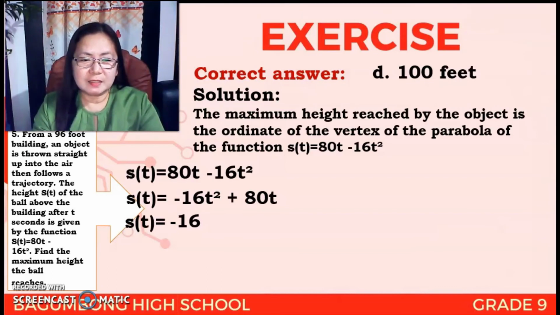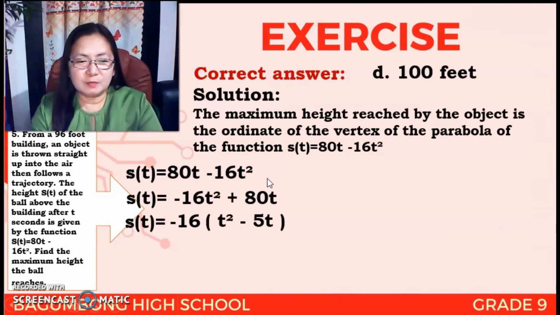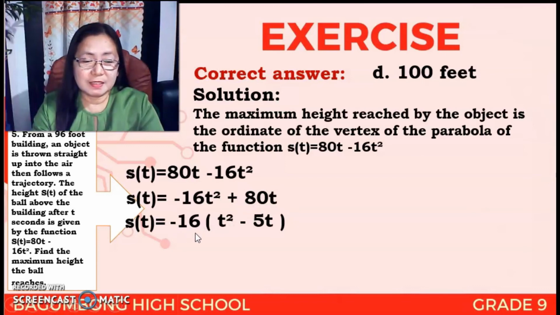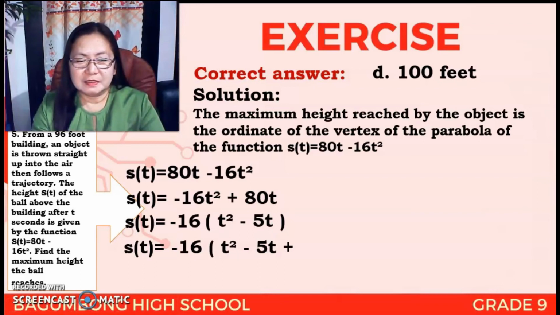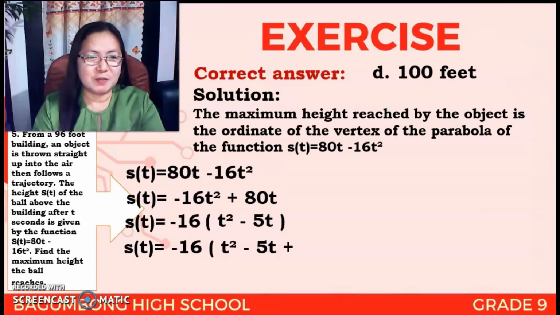Then, factor out negative 16. Negative 16t squared divided by negative 16 is positive t squared. And positive 80t divided by negative 16 is negative 5t. Next step is to add a number to this expression inside the parentheses to make it a perfect square trinomial. So, we will transform the quadratic function into vertex form by using completing the square.